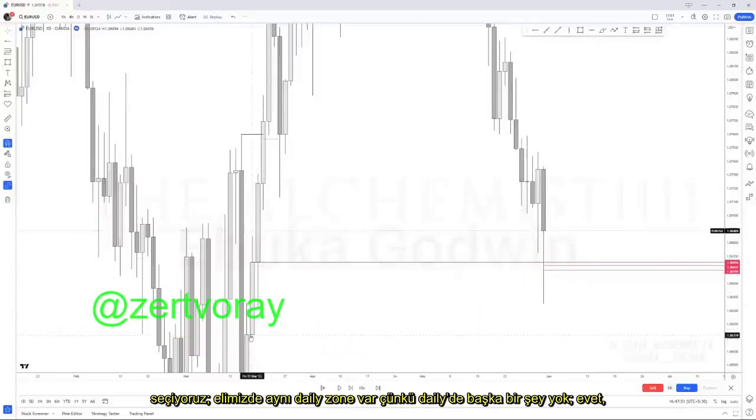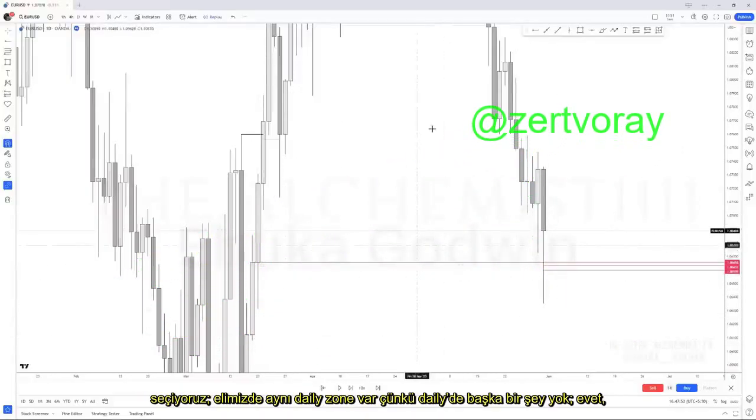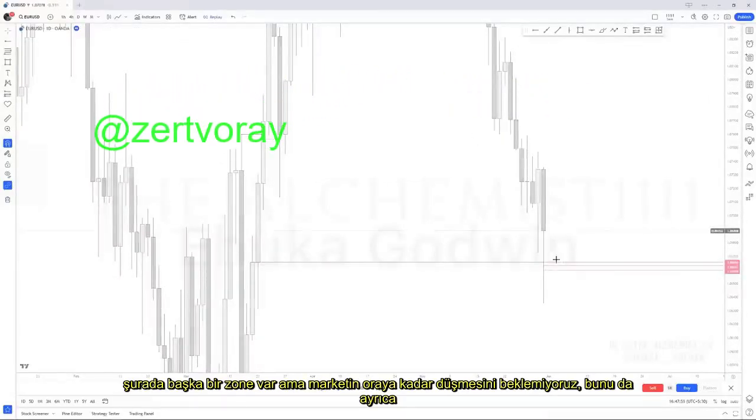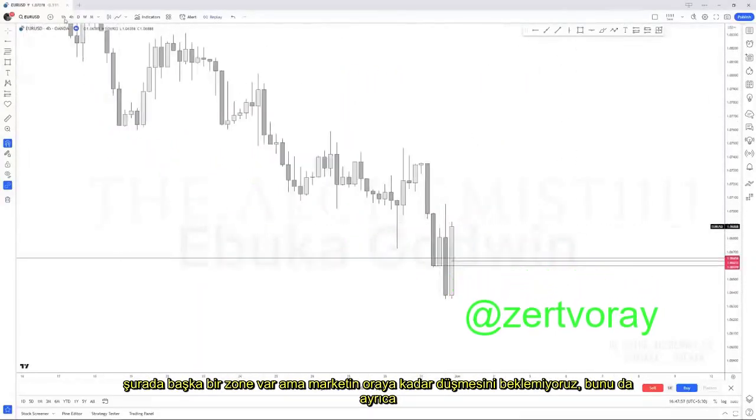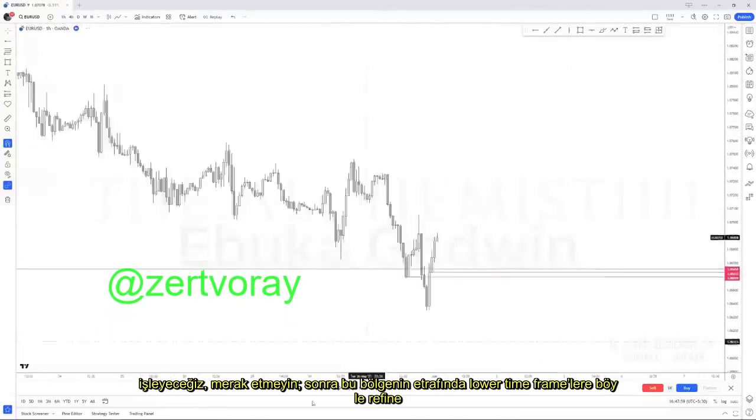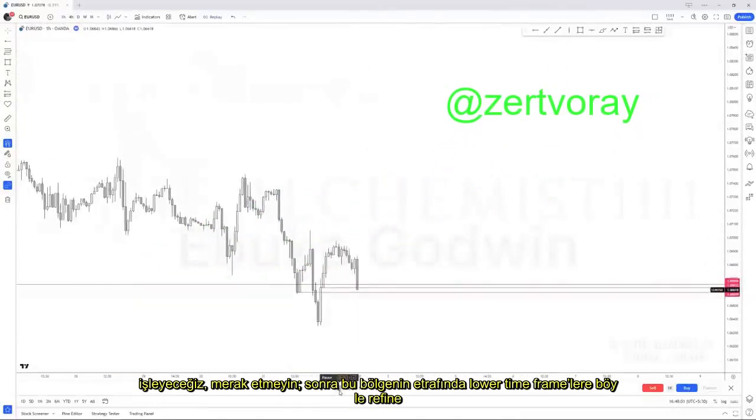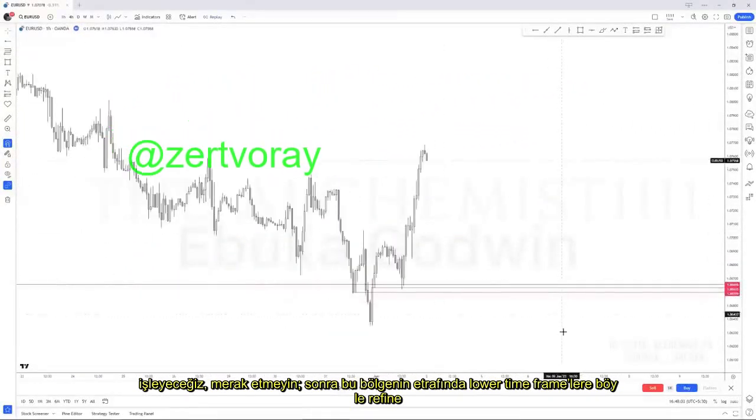We have another one that is here, but we're not expecting the market to drop through there. We will go through them, don't worry. And then around that area, we refine into lower time frames like this, right? We refine into lower time frames, and then what happens? Boom, there it goes. Can you see?